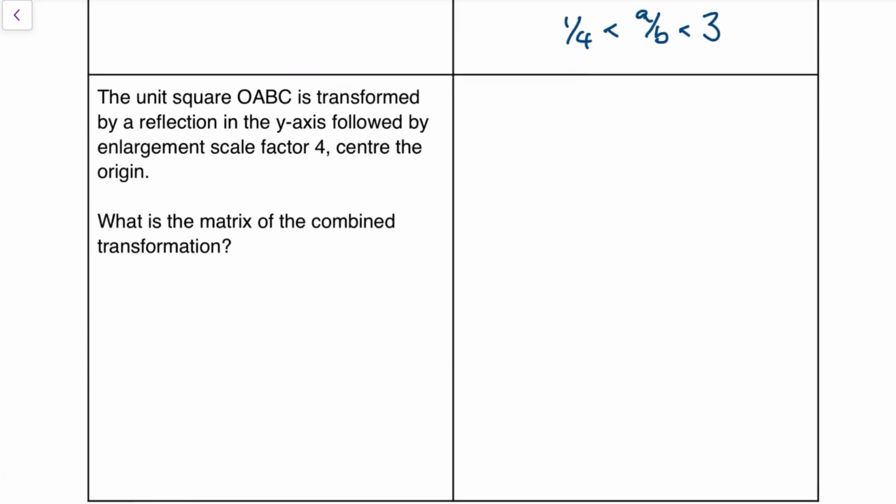Next question. The unit square AOBC is transformed by a reflection in the y-axis. Okay, let's do these carefully. I'm going to do a sketch in between. So I start with the unit square. I reflect it in the y-axis, so it moves to the other side, so minus 1, 1. Followed by enlargement, implicitly in the x and y-axis, scale factor 4. So therefore it's still a square, except now this is minus 4 and 4. What is the matrix of the combined transformation?